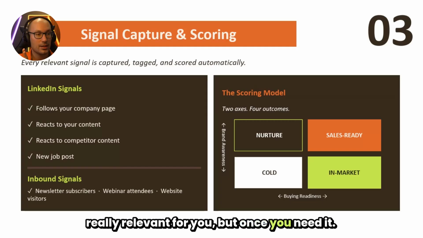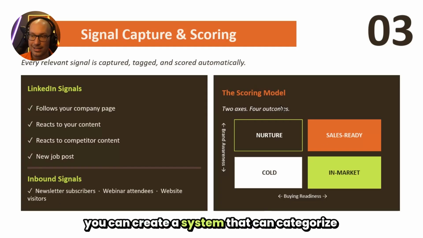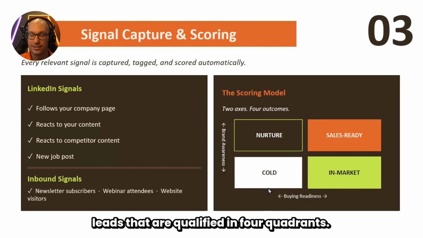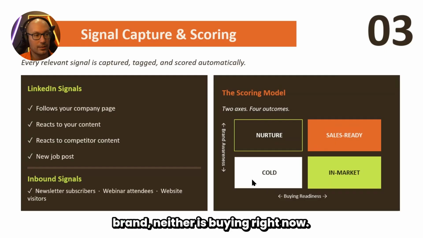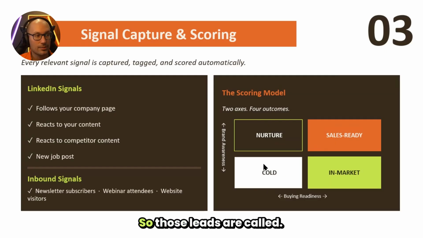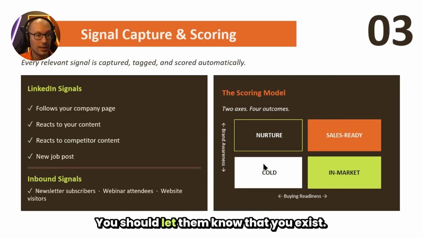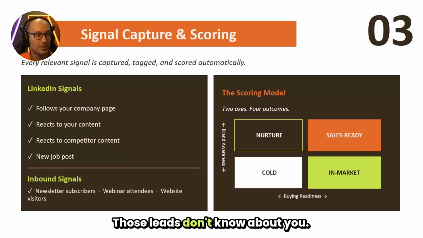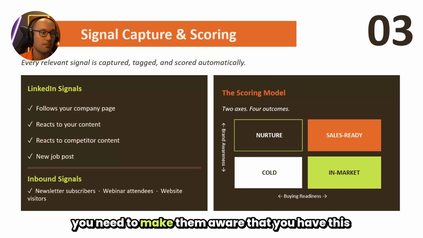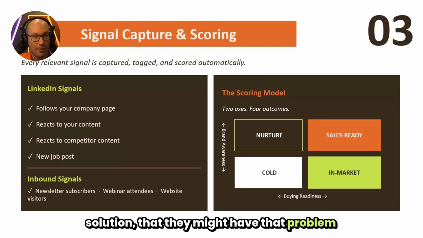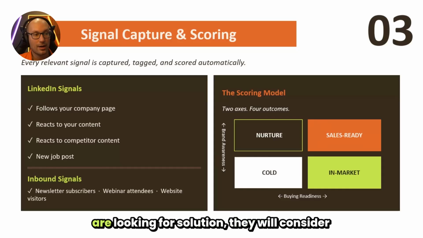But once you nail it, you can create a system that categorizes qualified leads into 4 quadrants. The first one is a lead that is not aware of the brand, nor is buying right now. Those leads are cold. You should let them know that you exist. Those leads don't know about you. They are not even looking for a solution, but you need to make them aware that you have this solution, that they might have that problem later. So once they are looking for a solution, they will consider your offer.